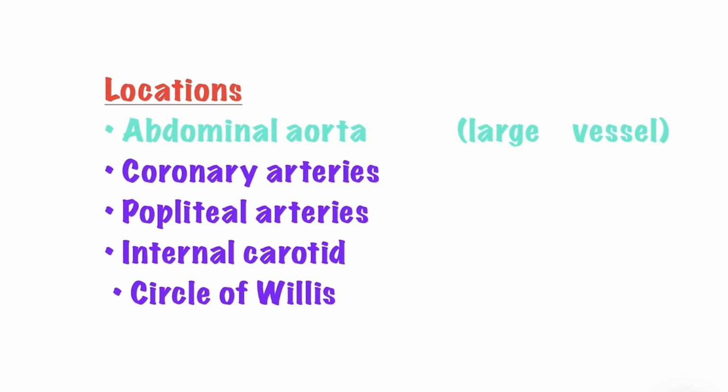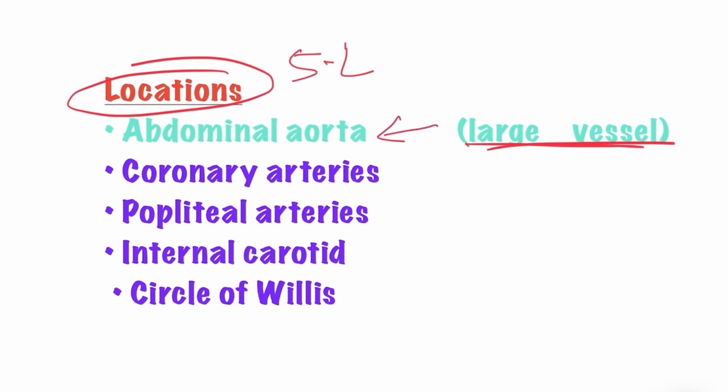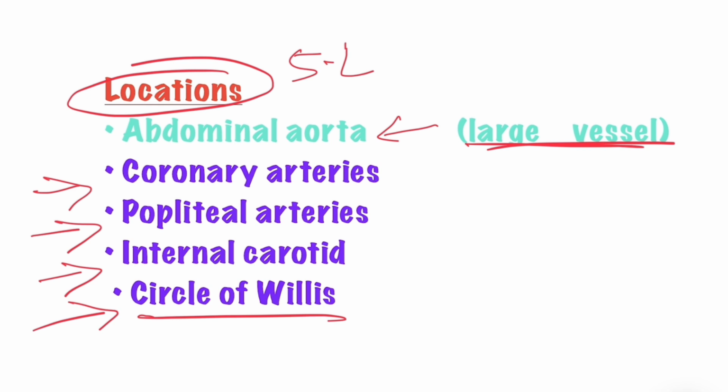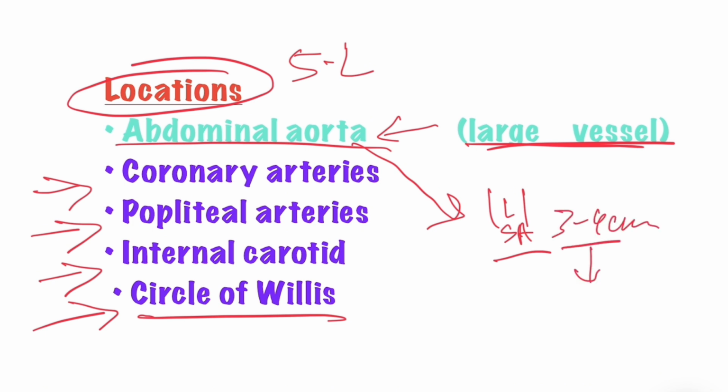These are the top five locations where atherosclerosis occurs. The most common large vessels are the abdominal aorta, the coronary artery, the popliteal artery, the internal carotid, and the circle of Willis. In the abdominal aorta, ischemia does not happen. Why? Because the abdominal aorta has a large surface area inside, normally 3 to 4 centimeters wide, but it is easy to make an aneurysm in the abdominal aorta.